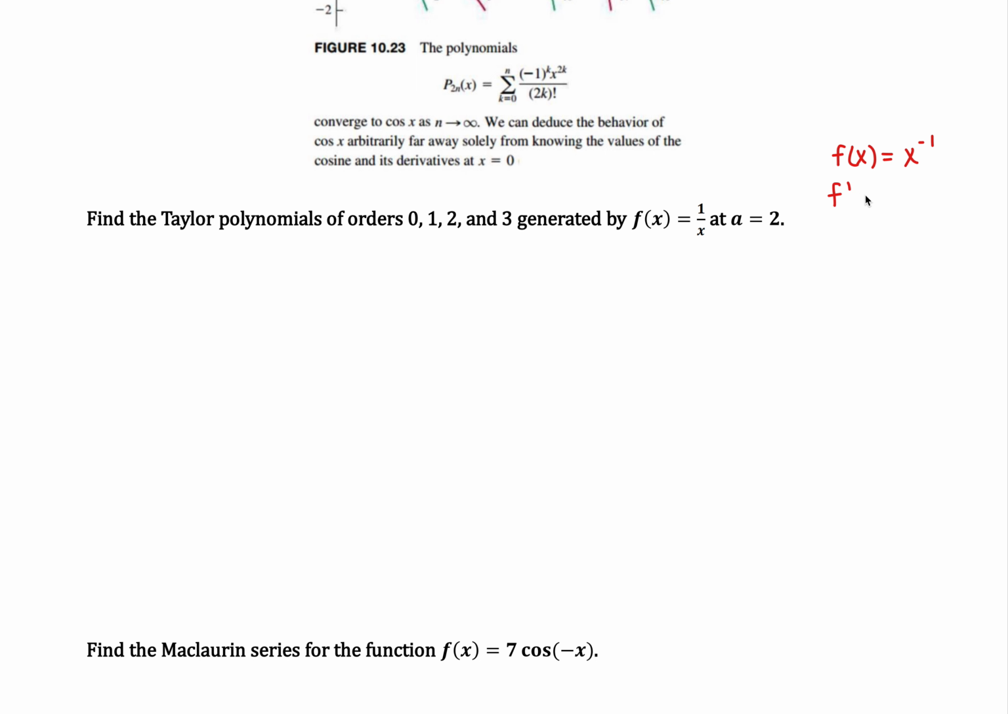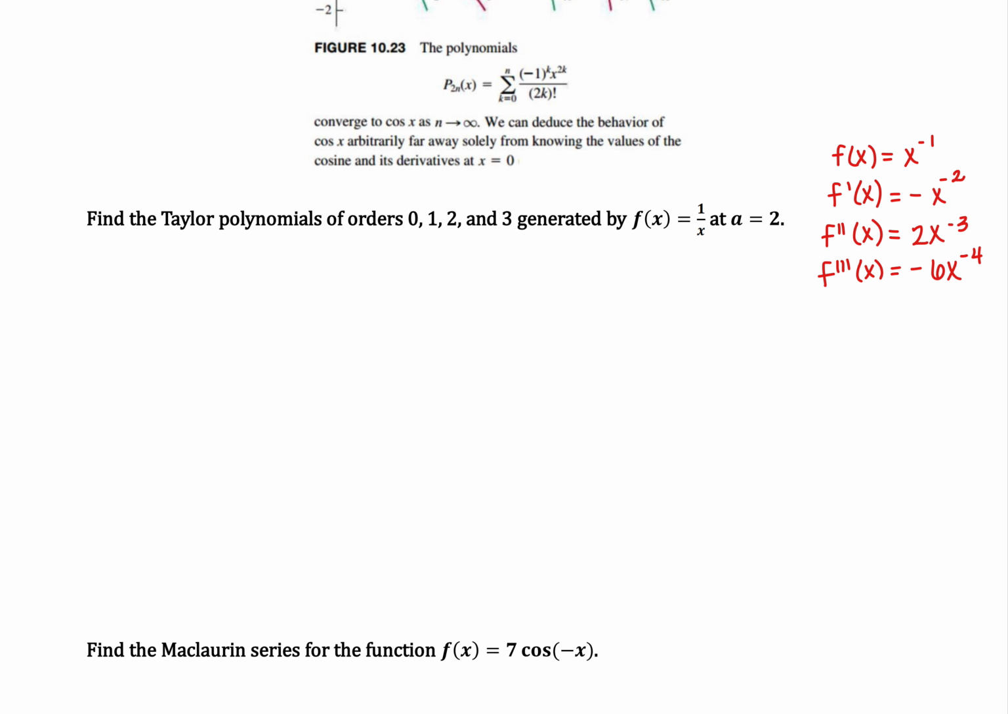And I'm going to need the first 3 derivatives of this. So f prime of x, that first derivative, is going to be negative x to the negative second power. The second derivative, when I bring this negative 2 in front, it's going to create a positive 2, but then x to the negative third. And then the third derivative is going to give us negative 6x to the negative fourth.